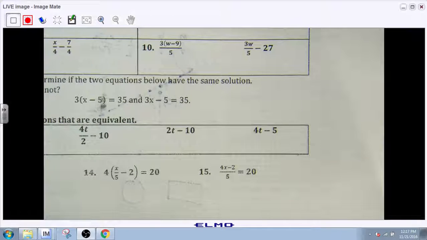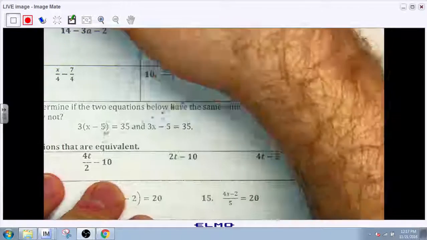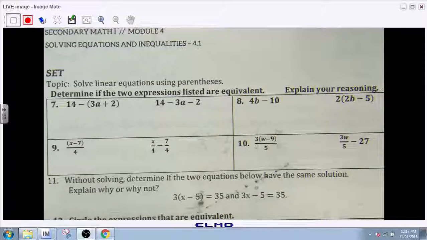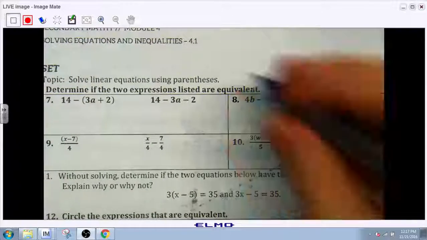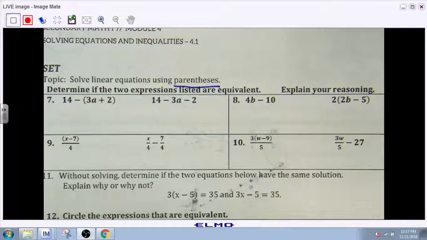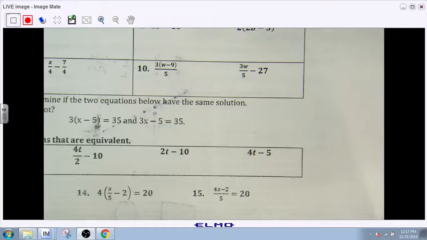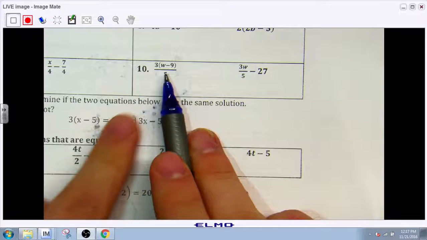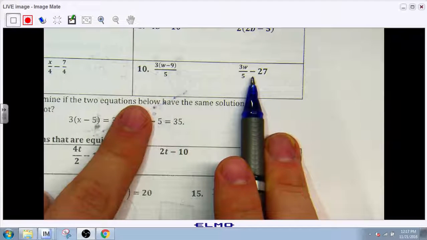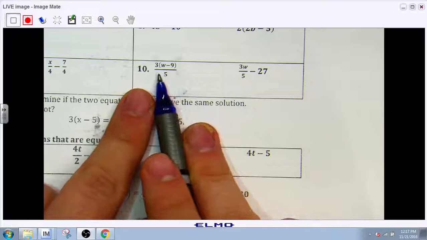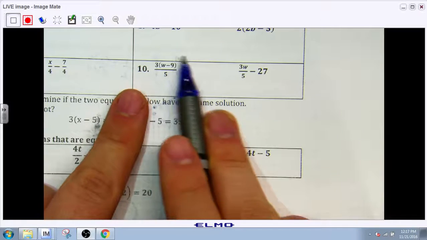And so for this one, we're trying to solve linear equations using parentheses. So we have to understand how parentheses are working here. So I'm going to do a hard one. I'm going to go to number 10 here. And so what I want to see is if this is going to be the same thing as that.